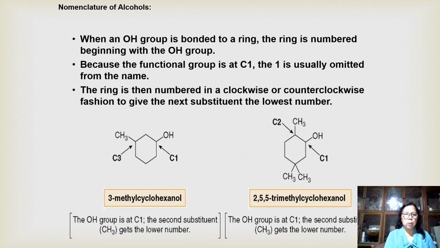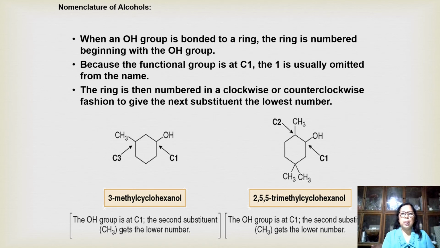That is not going counterclockwise or clockwise, but it is going towards the nearest alkyl group. So this is cyclohexanol, because it is in its aromatic structure. And then there is an attached alkyl group, the methyl, and it's found in carbon 3. So it is 3-methyl cyclohexanol.